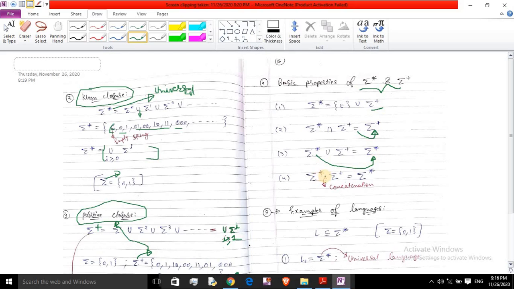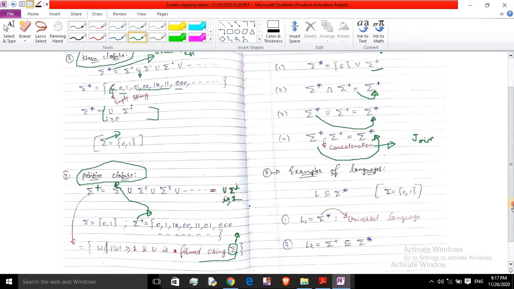Then if we concatenate them, this is a concatenation. Concatenation means joining two strings. First this string will be present, and then after it, the string of these input alphabets will be concatenated. Concatenation means a join. It's a join of two symbols or two words.